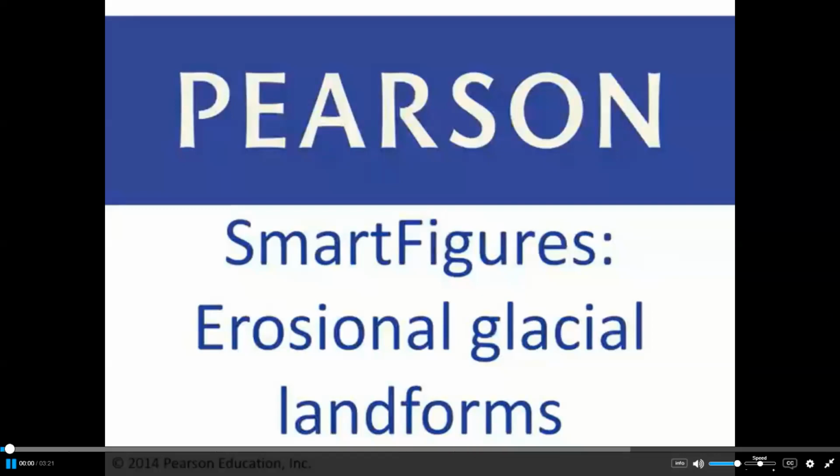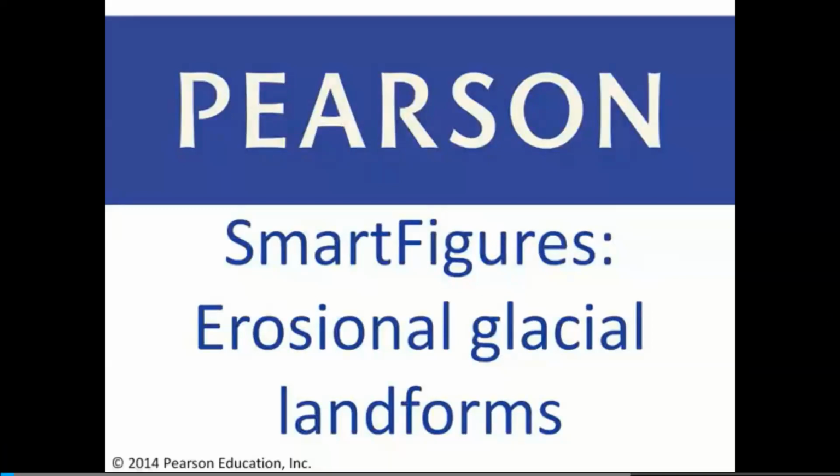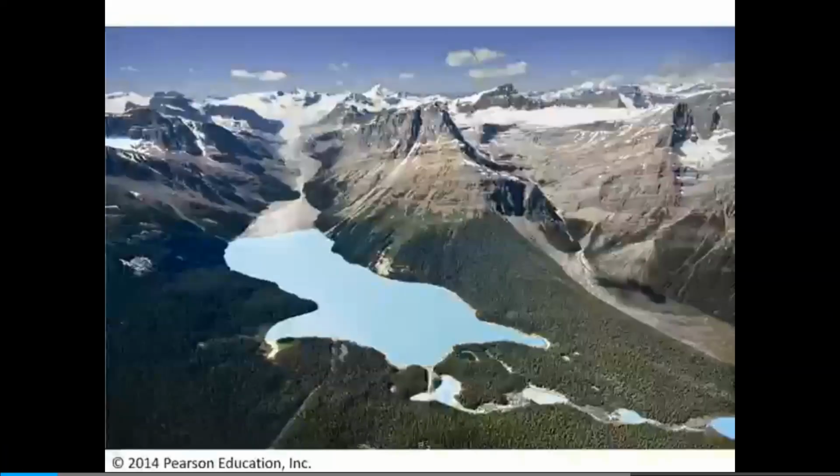This is Callan Bentley. Welcome back for another smart figure. After watching this video, you should be able to identify and describe erosional glacial landforms that occur in areas of alpine glaciation. Here's a look at an area of alpine glaciation.